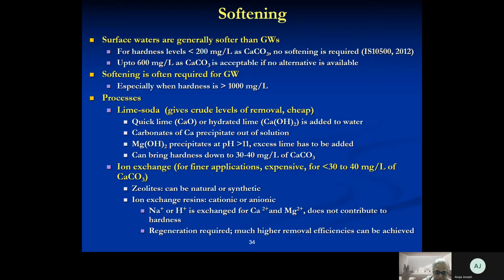So you first increase the pH, excess lime is added, magnesium hydroxide is removed along with calcium carbonate, and then you have to re-neutralize or recarbonate the solution. Recarbonation of the solution means you add CO2 to it to redissolve these calcium carbonate precipitates. So this is, in a nutshell, the process.